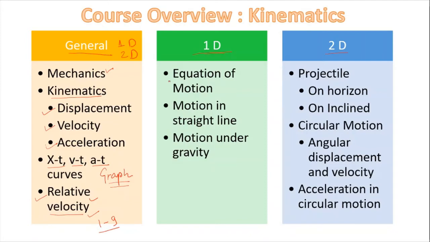In 1D motion, we will try to develop the equations of motion which were given by Newton, and then we will study motion in a straight line and motion under gravity. Motion under gravity means if a ball is thrown vertically upward, what will happen? It will just move up. It will attain zero velocity at the top, and then it will again come back because of the acceleration due to gravity in the downward direction. This kind of motion we will try to understand. We will study it in a very deep and explained manner. I am going to explain everything in a very detailed way.